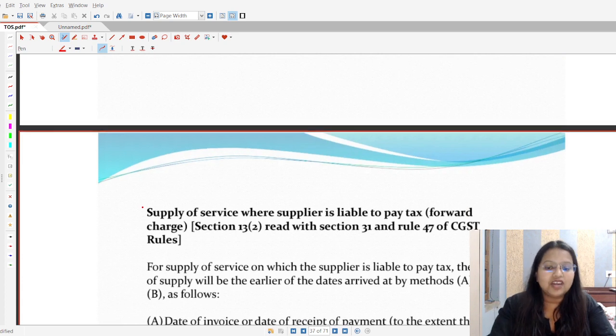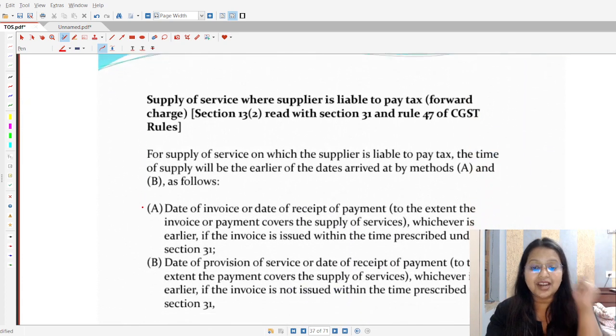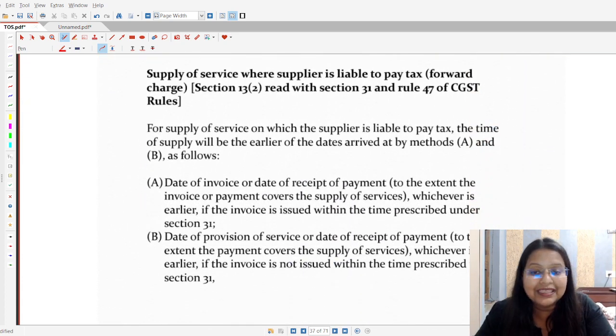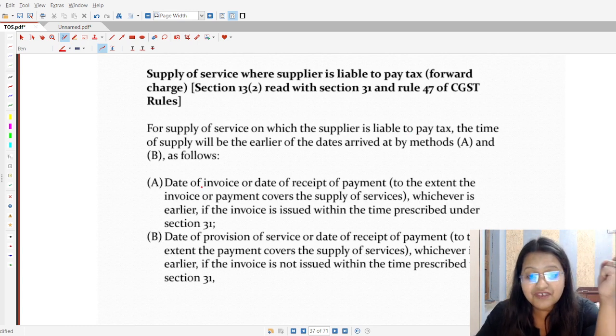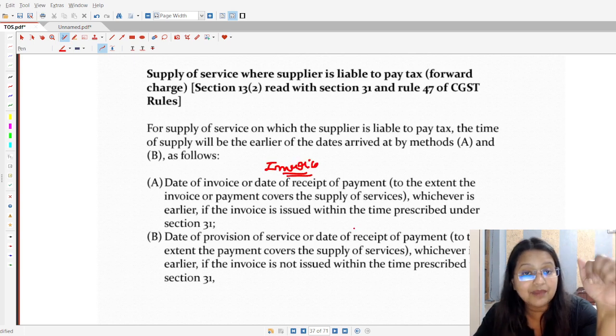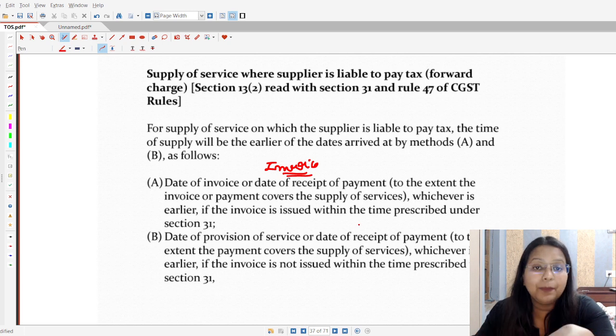Now let's start with subsection number 2, section 13 subsection 2. Now in the case of section 13 subsection 2, there shall be 2 cases. The first case shall be where the invoice has been issued on time, and the second case shall be where the invoice has not been issued on time.